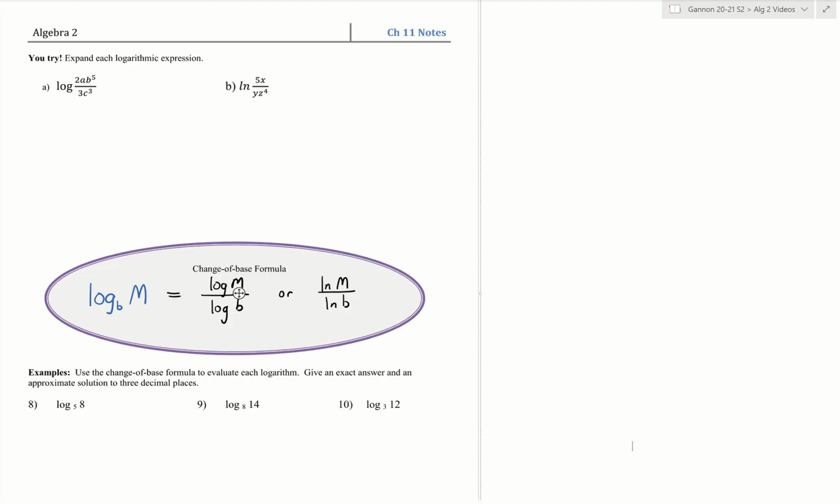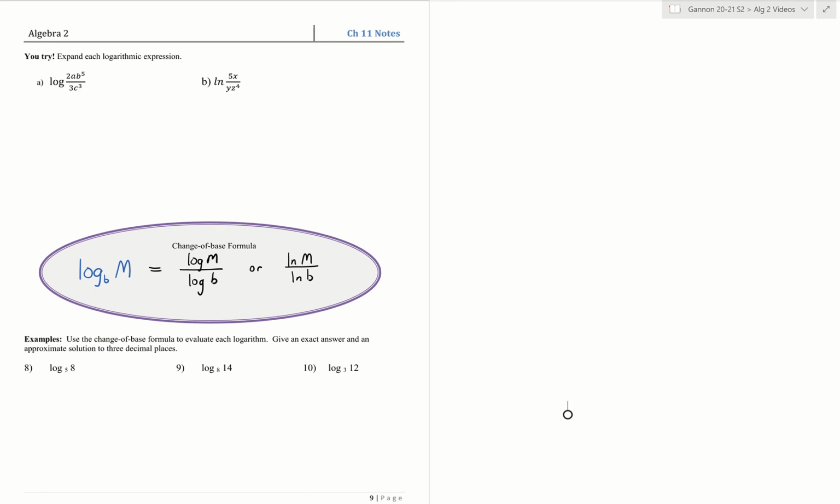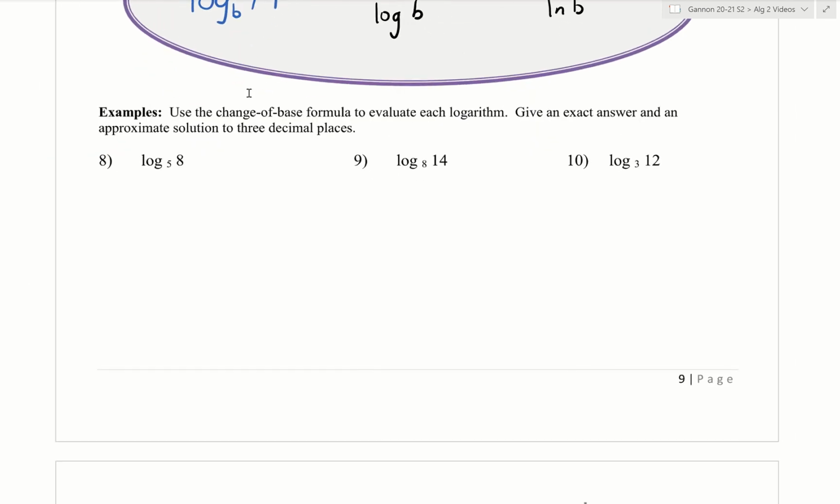All right, so what we're going to do is we're going to go ahead, guys, and take a look at these examples. It's saying use the change of base formula to evaluate each logarithm. Give an exact answer and an approximate solution to 3 decimal places. So log base 5 of 8.